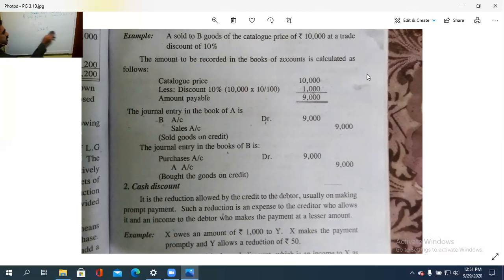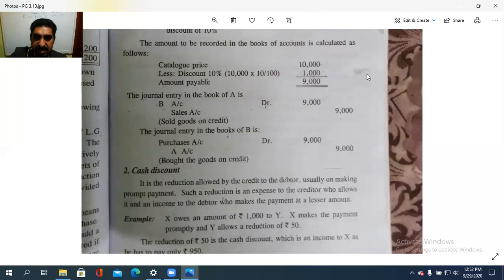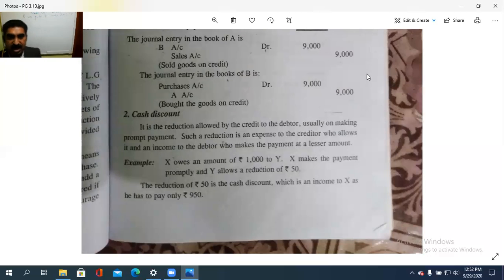Then another one is, so trade discount is what? It is for the bulk purchase from the wholesaler to the retailer, a deduction in the list price. That is this trade discount. While cash discount is the reduction allowed by the creditor to the debtor, usually on making the prompt payment. Such a reduction is an expense to the creditor who allows it and an income to the debtor who makes the payment at a lesser amount.